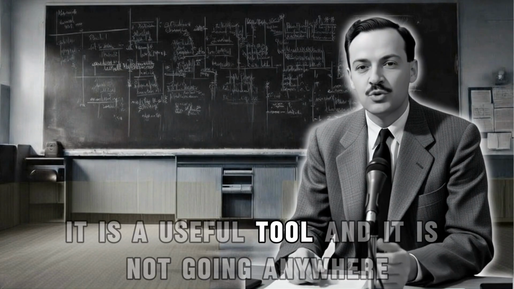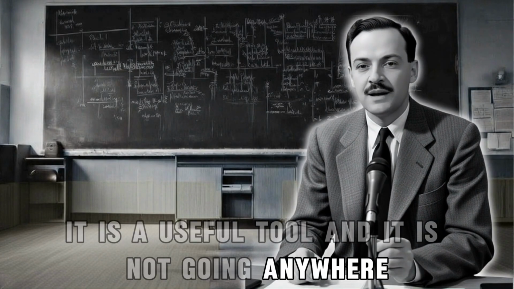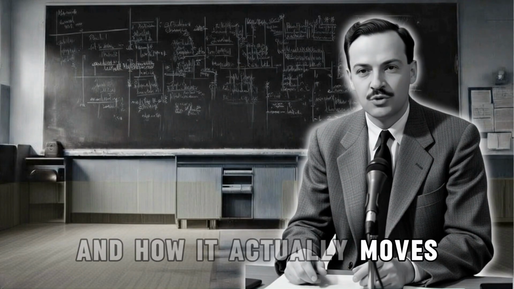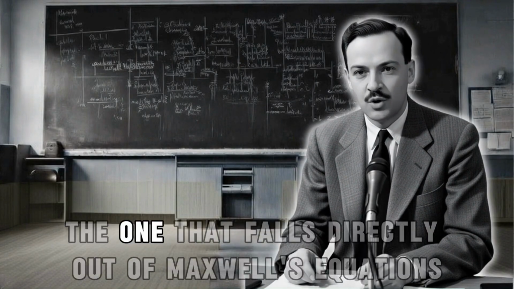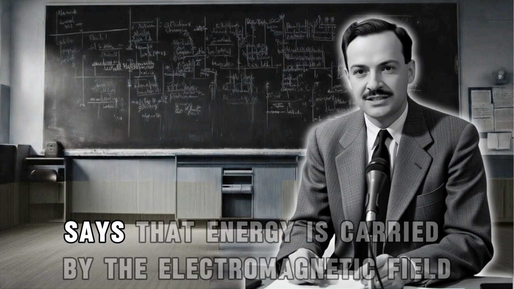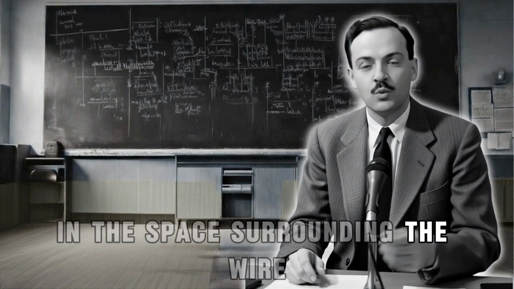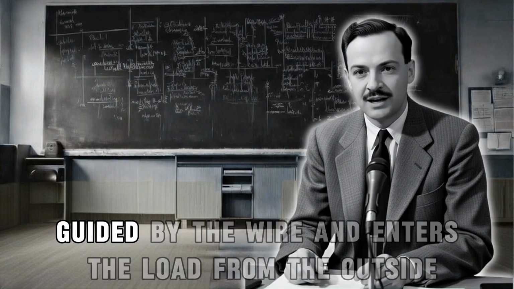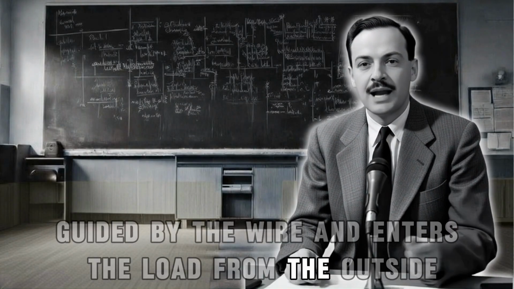It is a useful tool, and it is not going anywhere. But it misrepresents where the energy actually lives and how it actually moves. The correct picture, the one that falls directly out of Maxwell's equations and Poynting's formula, says that energy is carried by the electromagnetic field in the space surrounding the wire. The field flows from the source outward through space, guided by the wire, and enters the load from the outside.